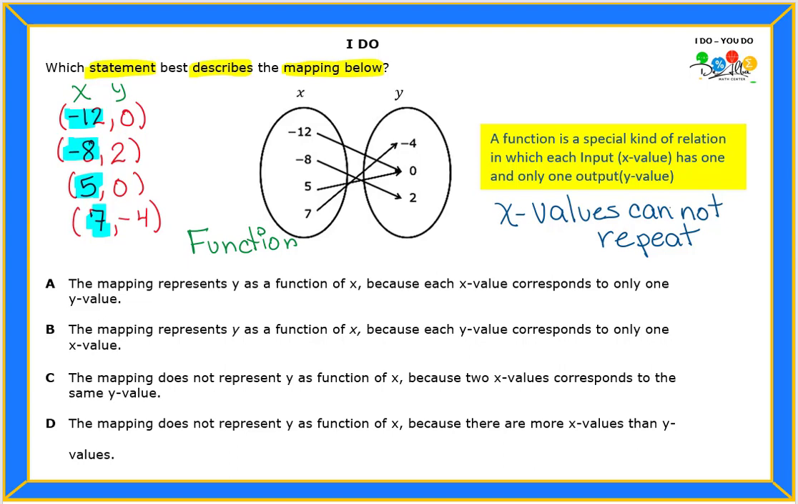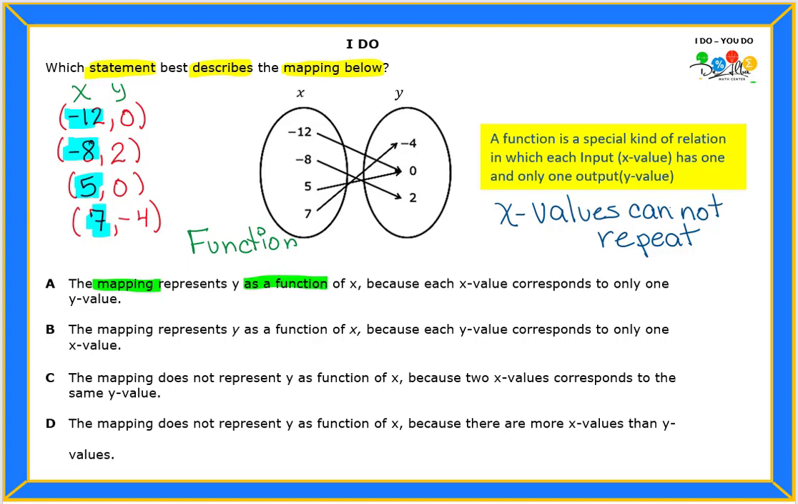Let's look at letter A. It says, the mapping represents y as a function. So this one says that this mapping is a function. And it says because each x value corresponds to only one y value, which is true. Every x has a y value, okay? So answer choice A looks pretty good, right?